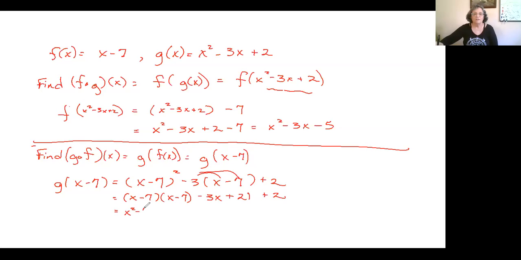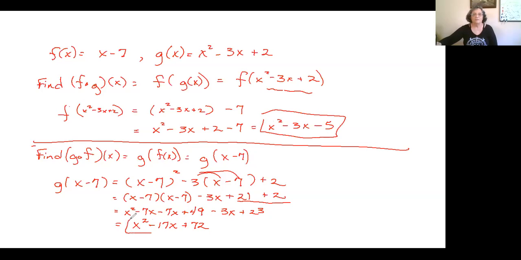So we've got x squared minus 7x minus 7x plus 49 minus 3x. Go ahead and combine these, plus 23. So we end up with x squared minus 7 and minus 7 and minus 3 would be minus 17x. And a positive 49 and a positive 23 would be plus 72. And once again, notice that they came out very differently.